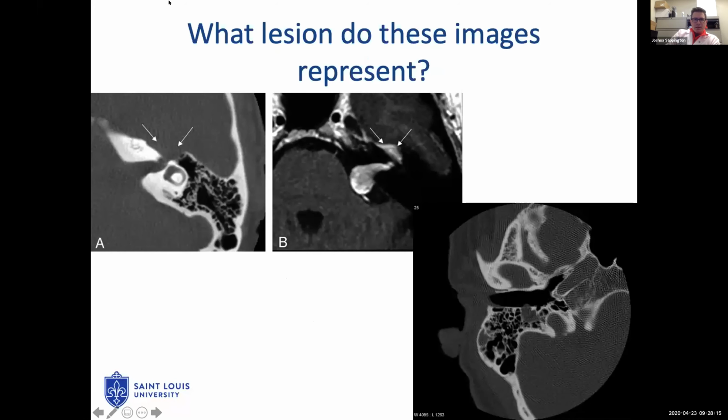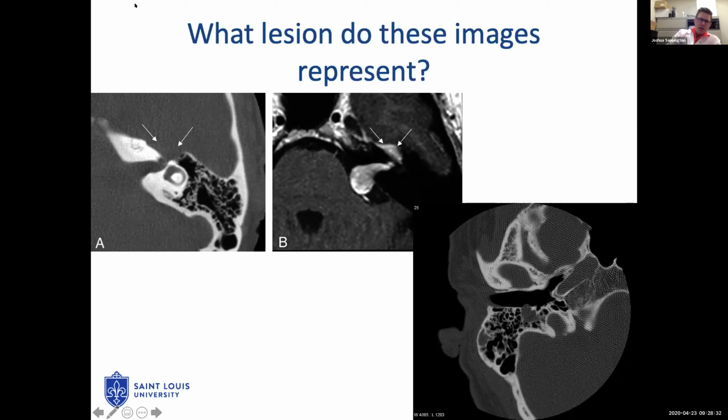So let's go through a few more images here. These are a couple different patients. So taking a look at this CT scan, this MRI, and then this CT scan, we can see that there's unique points to all of them.